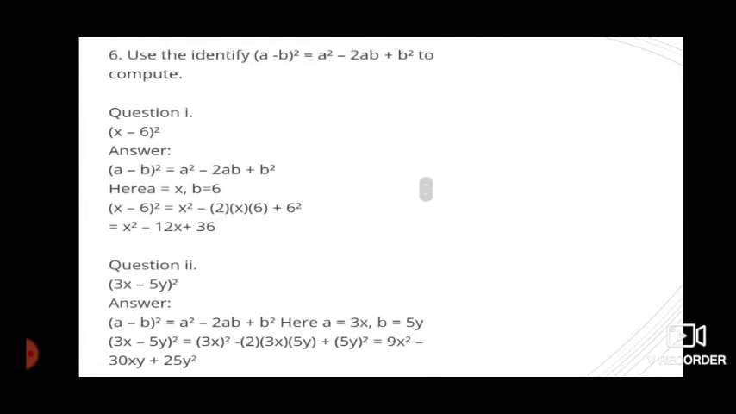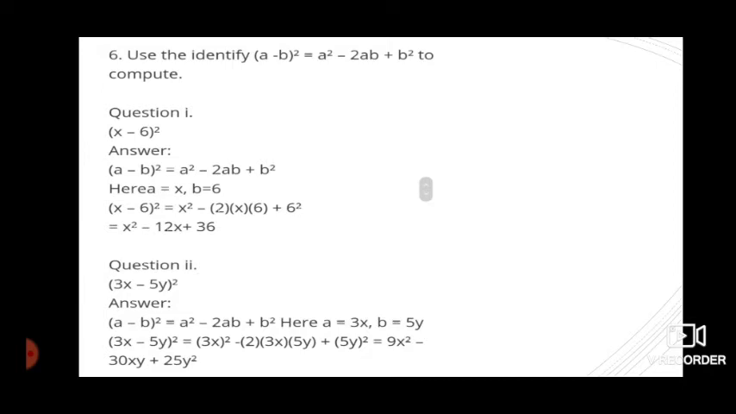Next, sixth one. Use the identity (a minus b) whole square is equal to a square minus 2ab plus b square to compute. Now we have to use the identity (a minus b) whole square, children, for the given sums. Now see the first sum, (x minus 6) whole square. So it is in the form of (a minus b) whole square. Here a is x, b is 6.